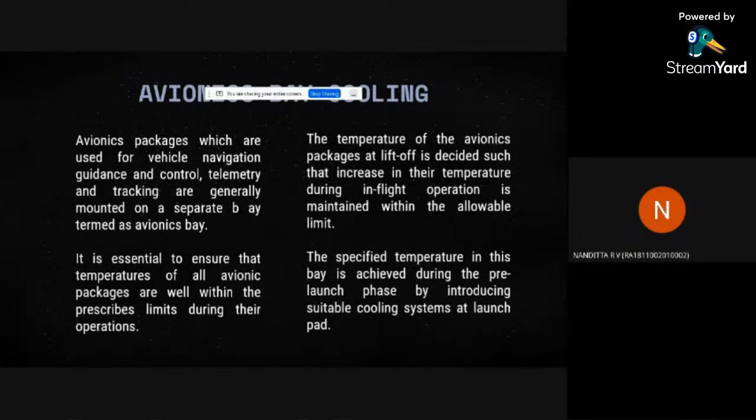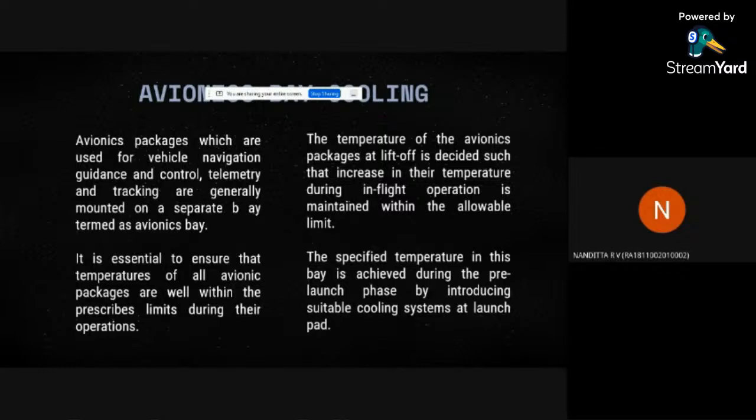Avionics bay cooling. So what are avionics? Avionics are generally the electronic components present in the system. These packages are very sensitive and they can only work under certain temperature and certain pressure. If the temperature and the pressure are too low or too high, they would definitely be damaged. Avionic packages are used for vehicle navigation and control, telemetry, and tracking. These are generally mounted on a separate bay termed the avionics bay.